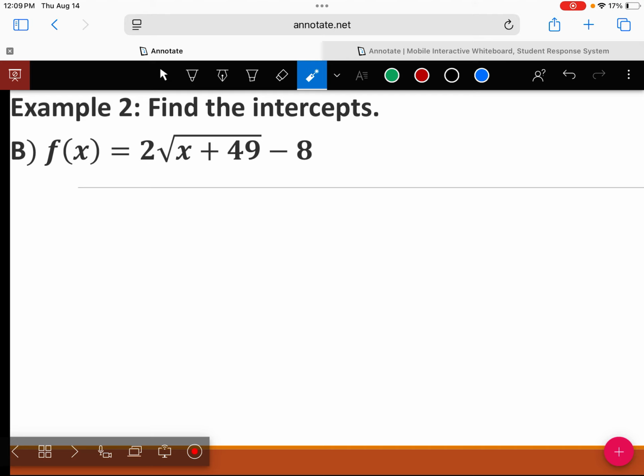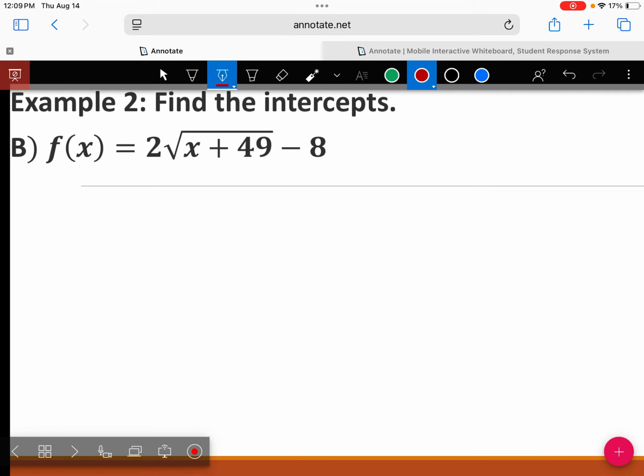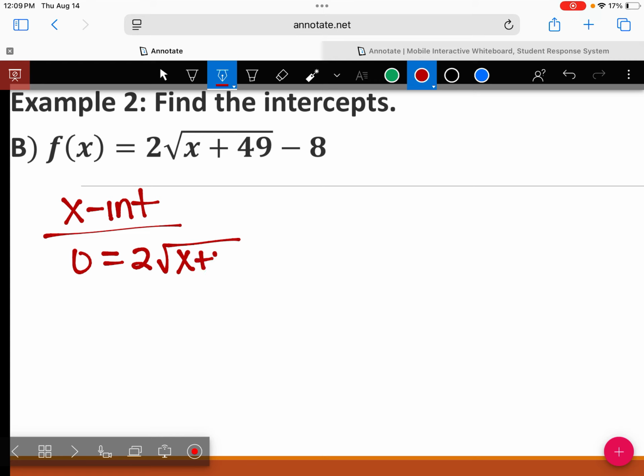All right, that wasn't bad. Wasn't bad, actually. Let's go through it together. All right, so we have our x-intercept. So that means I have an equation that I have to solve. So the first thing I need to do is eliminate everything on the outside of the square root. So I'm going to add the 8.